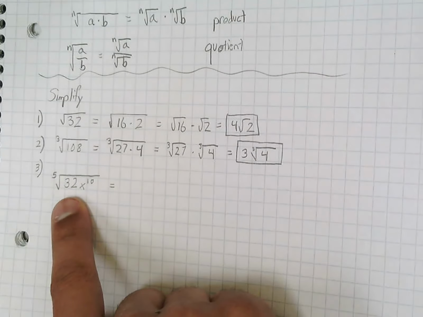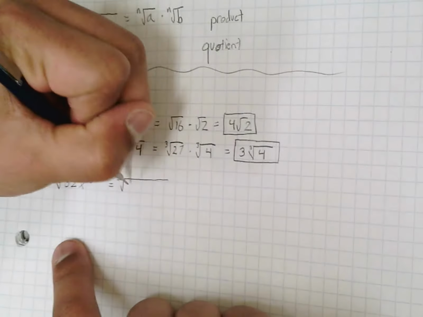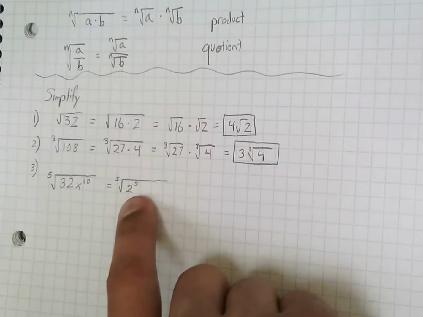what number to the 5th power is 32? Well, 2 to the 5th power is 32. I can write this as 2 to the 5th. 2 to the 5th is 32.